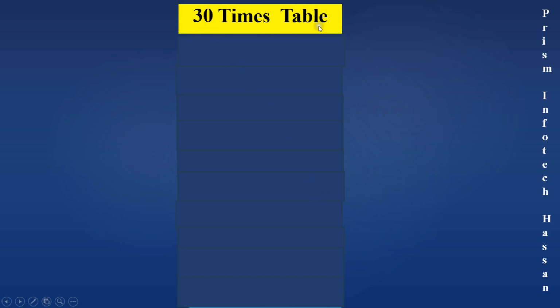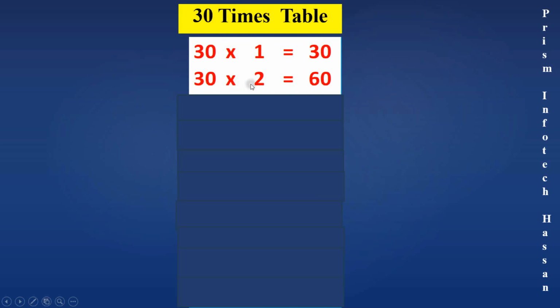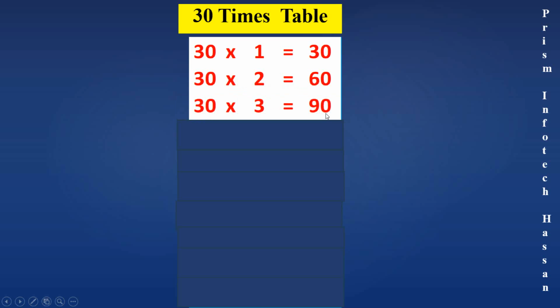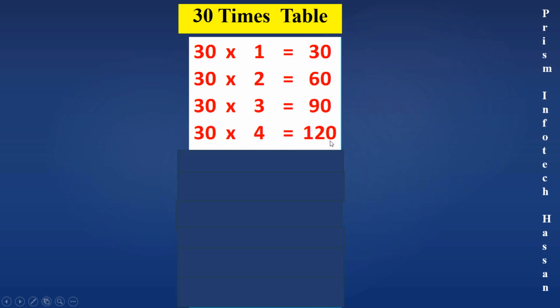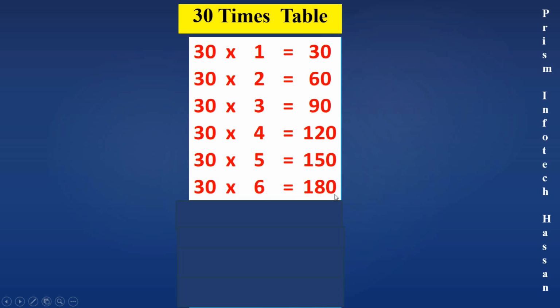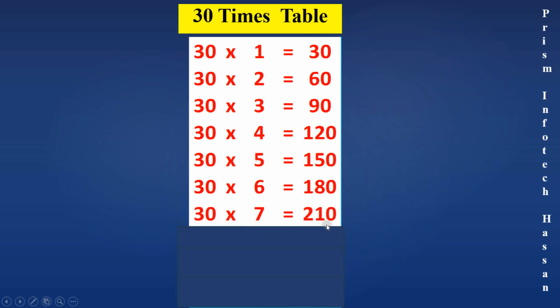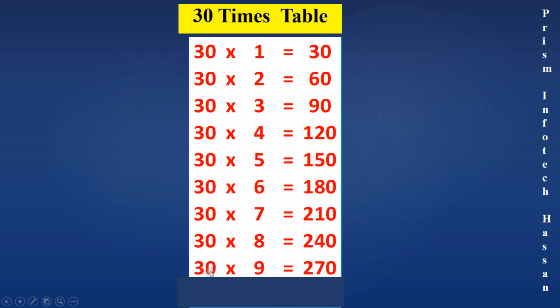30 times table. 30 times 1 is 30. 30 times 2s are 60. 30 times 3s are 90. 30 times 4s are 120. 30 times 5s are 150. 30 times 6 are 180. 30 times 7s are 210. 30 times 8s are 240. 30 times 9s are 270. 30 times 10s are 300.